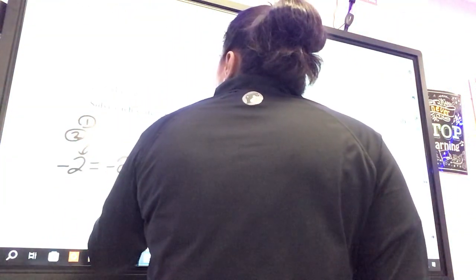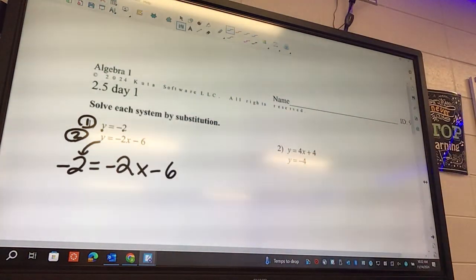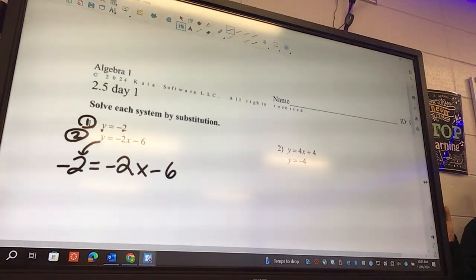Going to be equals negative 2x minus 6. Okay, so really take a second and look, what did I do? Okay, so nothing's going to change as far as that stuff goes. Okay, so what we need to do now is to solve for the only letter that's left. And what is the only letter that's left? An x. Okay, so we're going to solve for x.